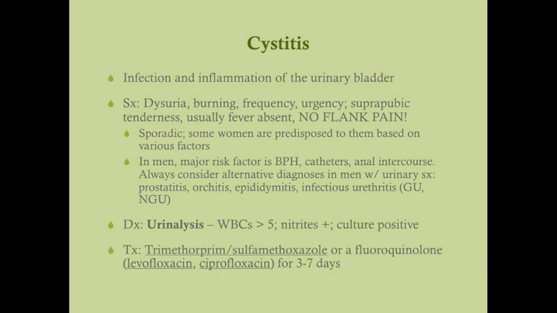And if the patient has UTI symptoms and they have a urinalysis which shows greater than 5 white blood cells, that's a positive diagnosis for cystitis, and you're going to go straight to treatment. Other things that you may see on urinalysis are positive nitrites and a positive culture. But as long as you have white blood cells greater than 5, you're going to be treating this for cystitis.